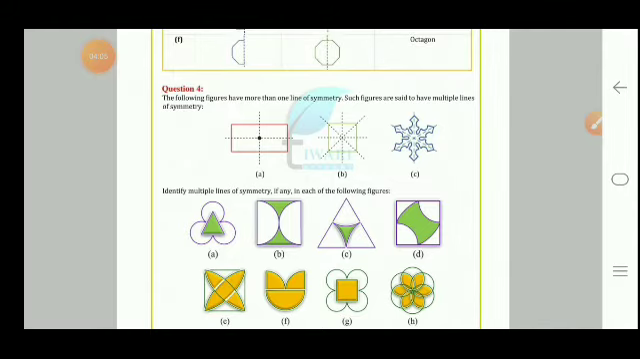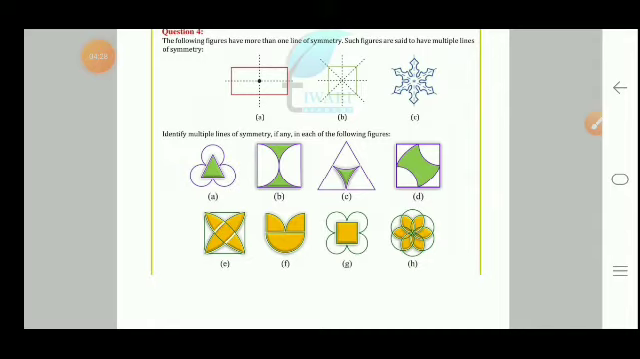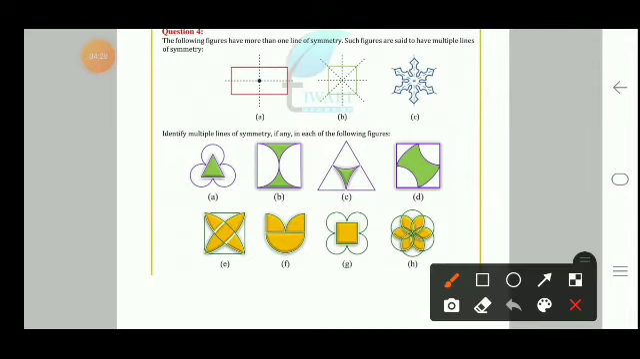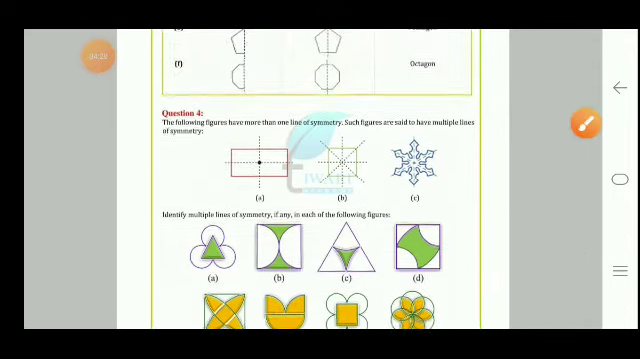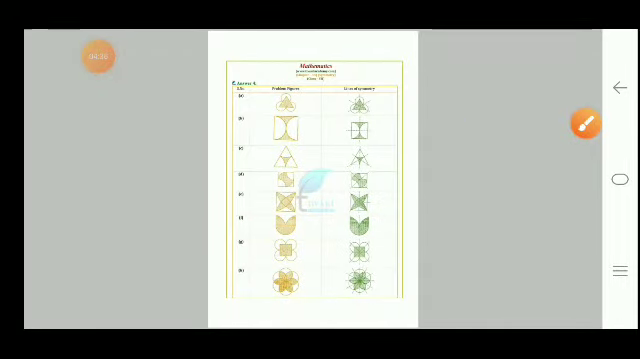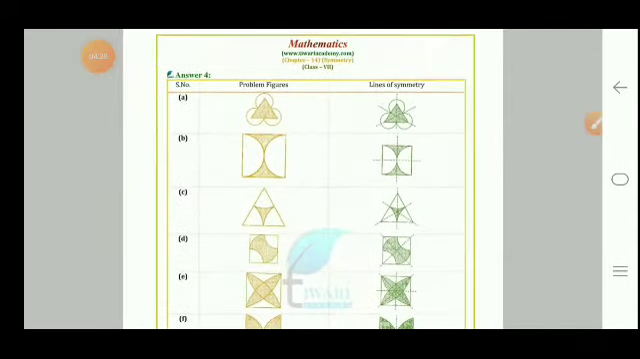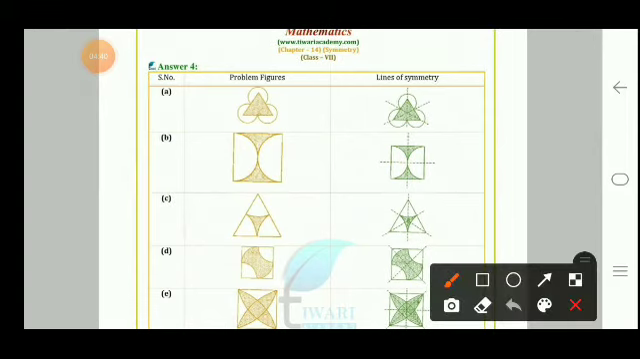Now identify multiple lines of symmetry, if any, in each of the following figures. Looking at the figures given here, we have to find the lines of symmetry. Since there is a triangle and circles, this will be 1, this is 2, and this is 3.